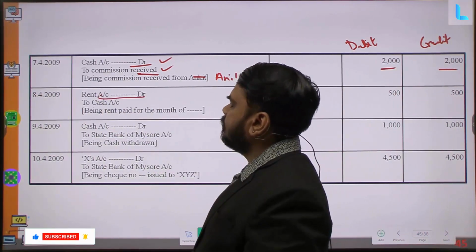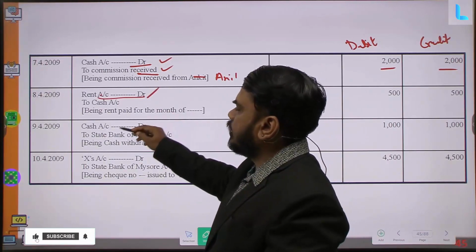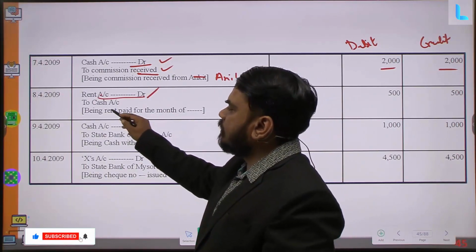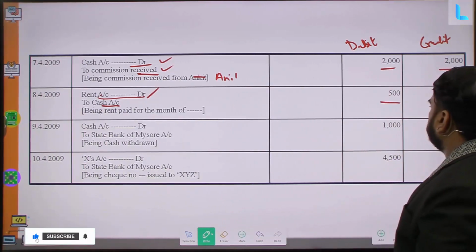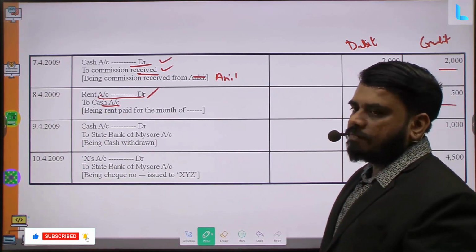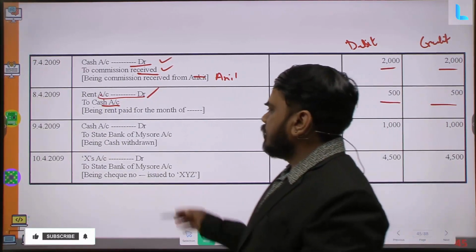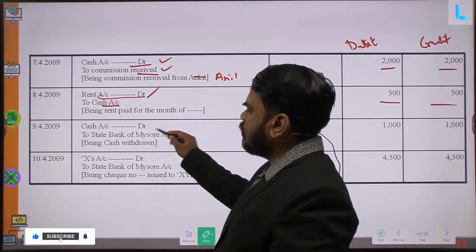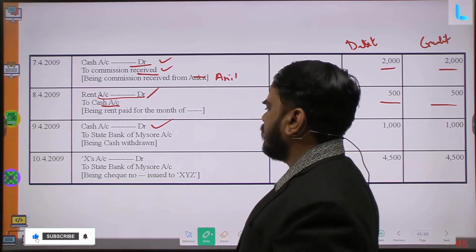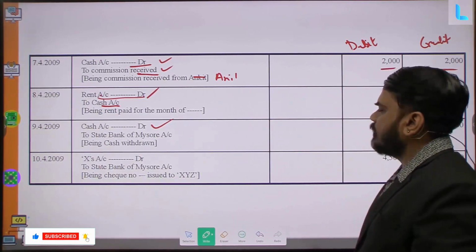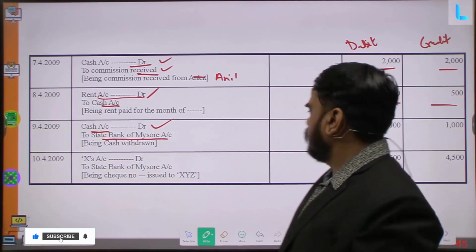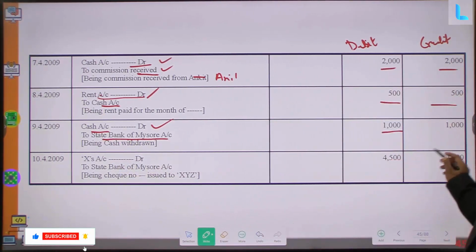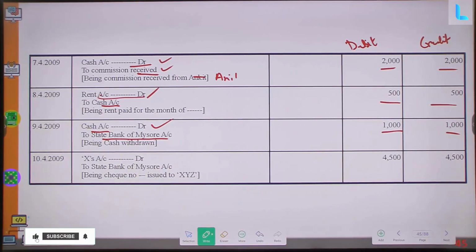So similarly, next we are paying rent. So we are debiting the rent account and we are paying that with the help of the cash account. So we are crediting it. So here you can notice both the sides, the amount is reflecting debit 500 and credit 500. Similarly, next we are withdrawing cash from the bank account, State Bank of Mysore. So since we are withdrawing, we have to debit our cash account and we have to credit the bank account. So 1,000 rupees we are debiting and crediting 1,000 rupees.